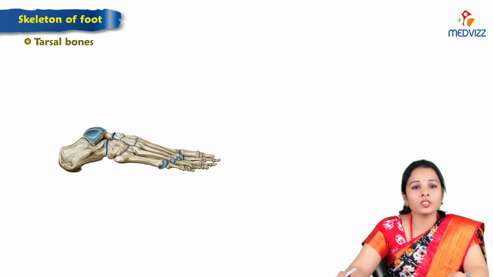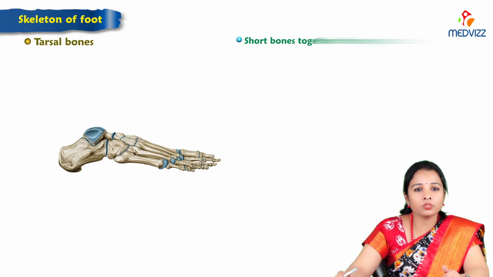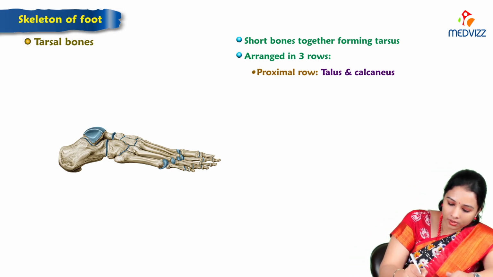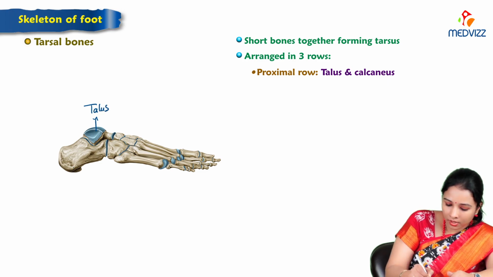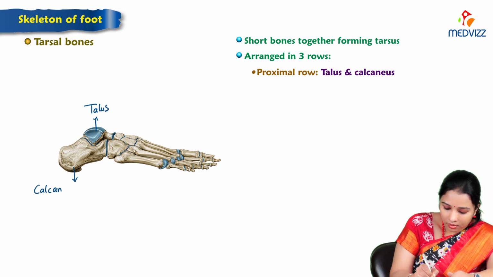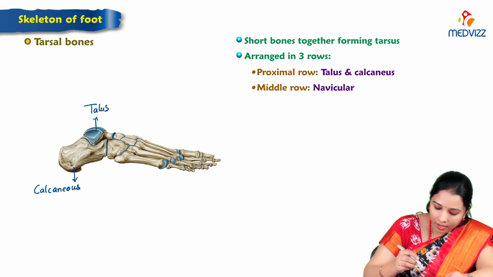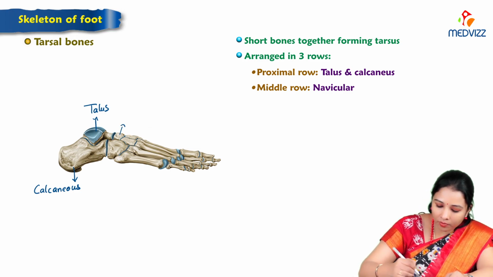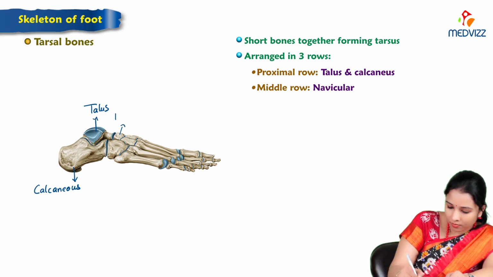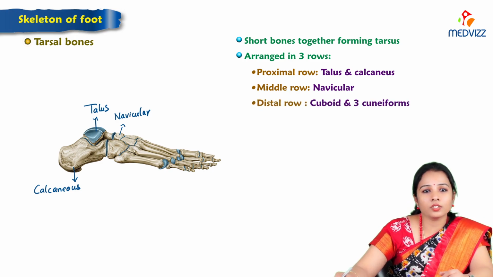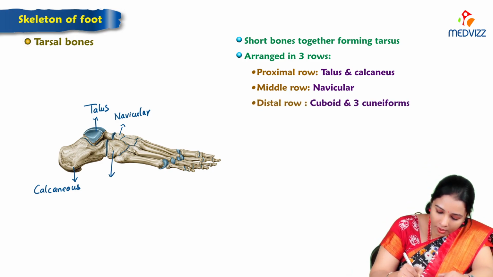Starting with the tarsal bones, these tarsal bones are short bones which together form the tarsus, and they are arranged in 3 rows. The proximal row consists of talus and calcaneus. So this is talus and the heel bone is calcaneus. The middle row consists of a bone called as navicular. So the bone where the head of the talus articulates is navicular, and the distal row consists of a large cuboid.